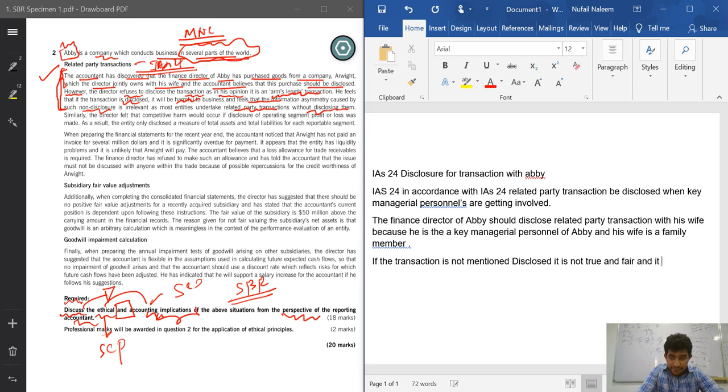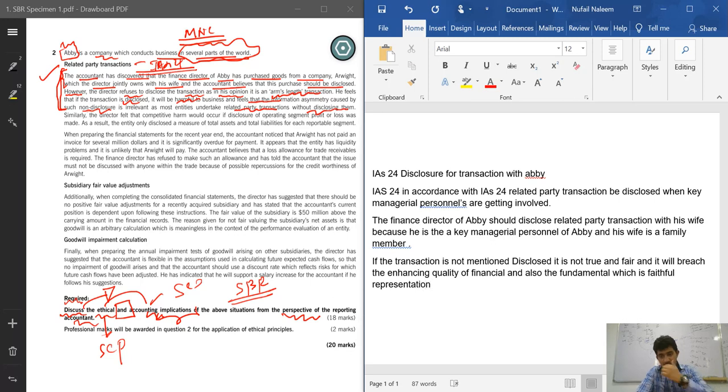And it will breach the enhancing quality of financial statements, and also the fundamental characteristic or the fundamental quality which is faithful representation. Please keep that in mind. This is how you will be scoring marks for the ethics section.